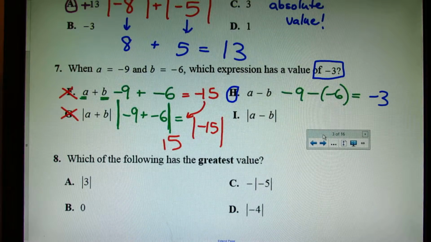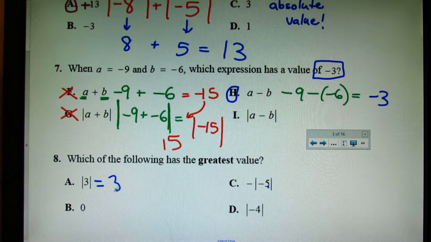Another question about greatest value. Number 8, which of the following has the greatest value? Again, I can't tell right now because I have all these absolute values. Absolute value of 3, well, that's just 3. 0 doesn't really change because I have no absolute values.